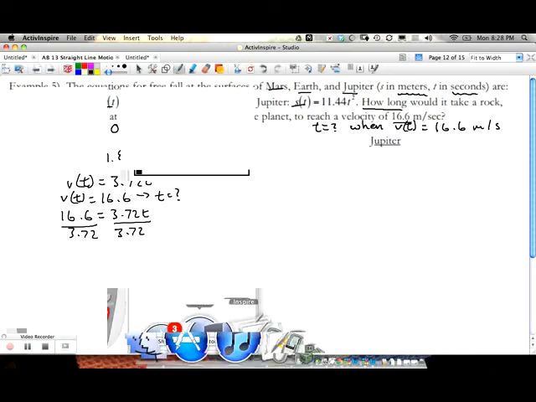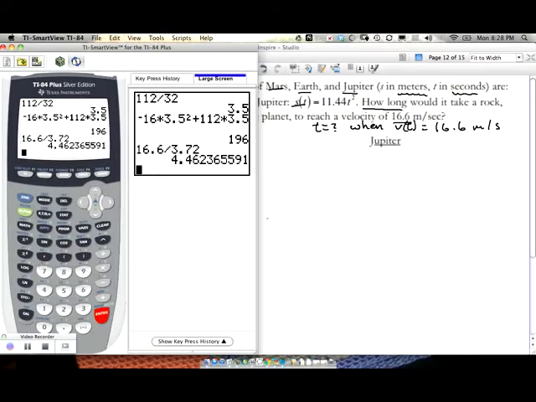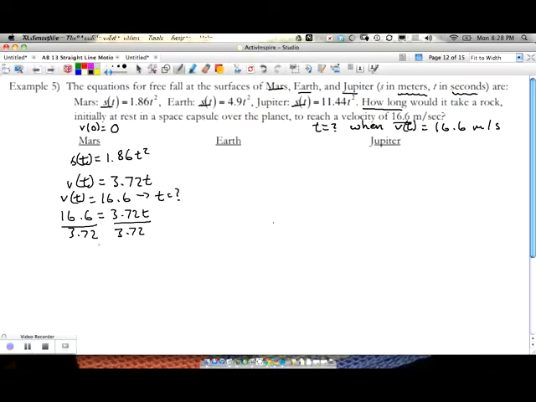So we got our trusty calculators, just to speed things up a little bit. 16.6 divided by 3.72 is 4.4623. So t is approximately 4.4623 seconds. Earth and Jupiter are actually going to be the same. So just for time's sake, let's go ahead and work them out. I was going to say I'll let you guys do those ones, but I'll go ahead and do them.